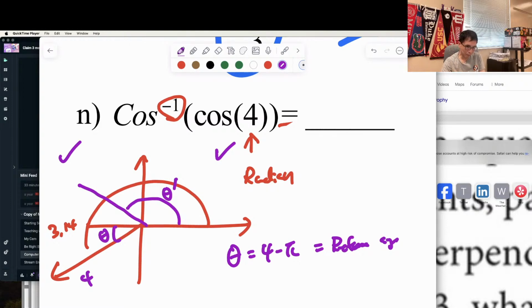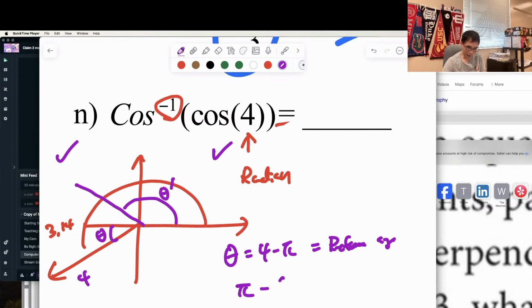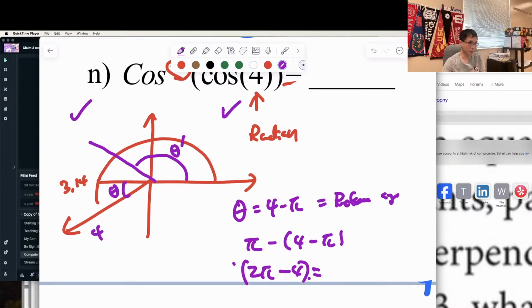Reference angle is this whole thing, subtract this. So that's pi minus 4 minus pi. So it'll be 2 pi minus 4. And that's the answer. And that's why I say this one's a very advanced question. 2 pi minus 4, because 6.28 subtract 4.